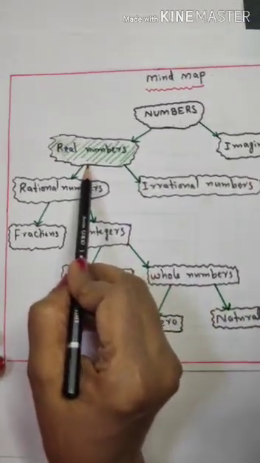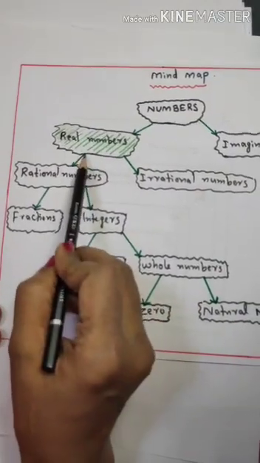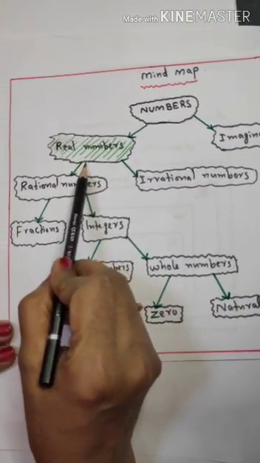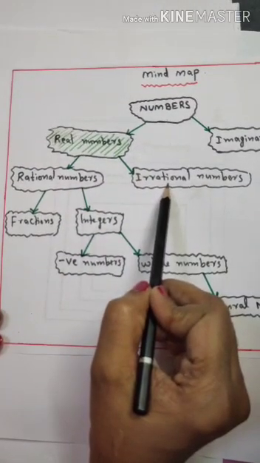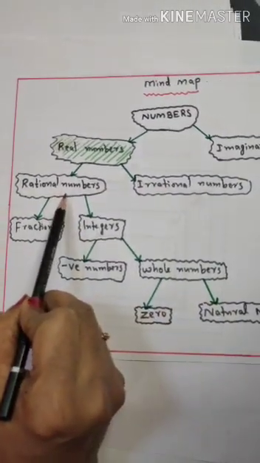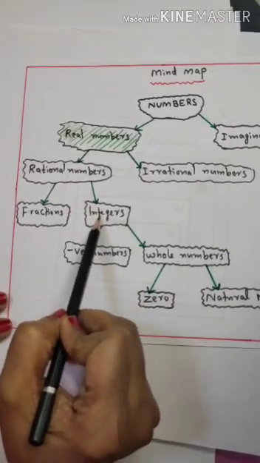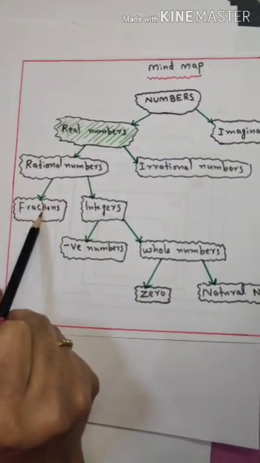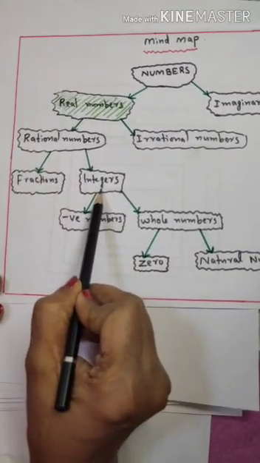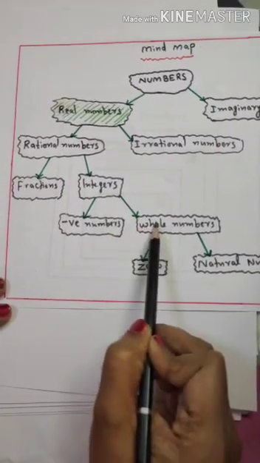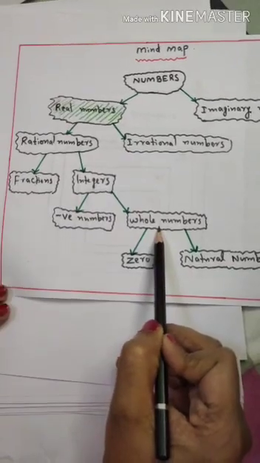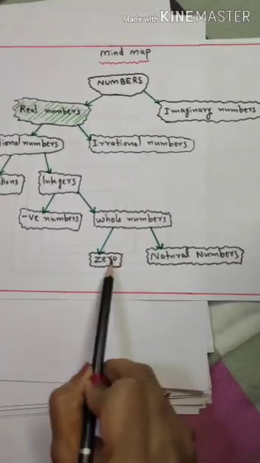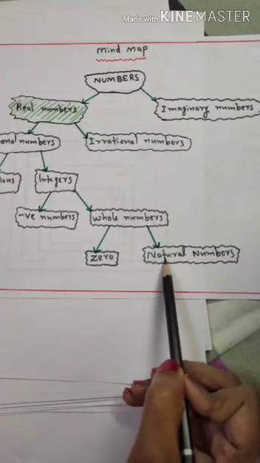Now let us come to the real numbers. Already we have studied that real numbers are the combination of rational numbers and irrational numbers. And rational numbers are the combination of integers as well as fractions. And integers are the combination of whole numbers with negative numbers. Whole numbers are the combination of 0 with natural numbers.